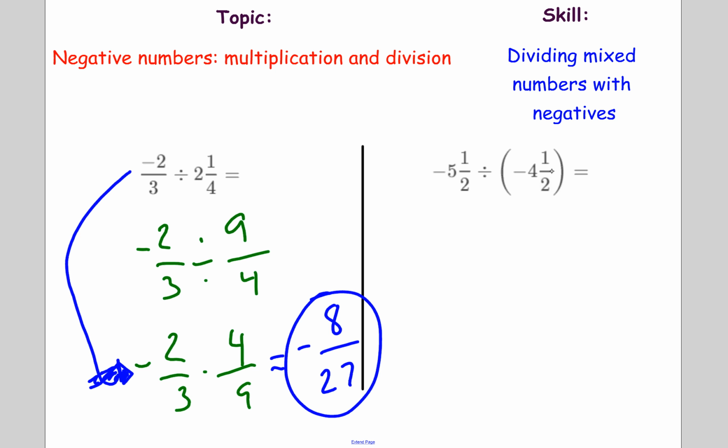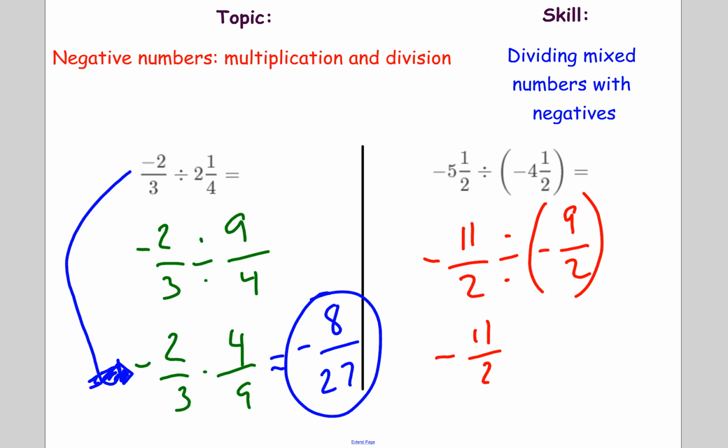All right, let's do the next problem. Negative 5.5 divided by negative 4.5. So negative 5.5 becomes negative 10 plus 1 is 11 over 2, divided by, this is negative 4.5, 4 times 2 is 8, plus 1 is 9, so that's 9 over 2. So I have a negative divided by a negative. Now I'm going to rewrite it as negative 11 over 2, excuse me, times the reciprocal, which is negative 2/9.